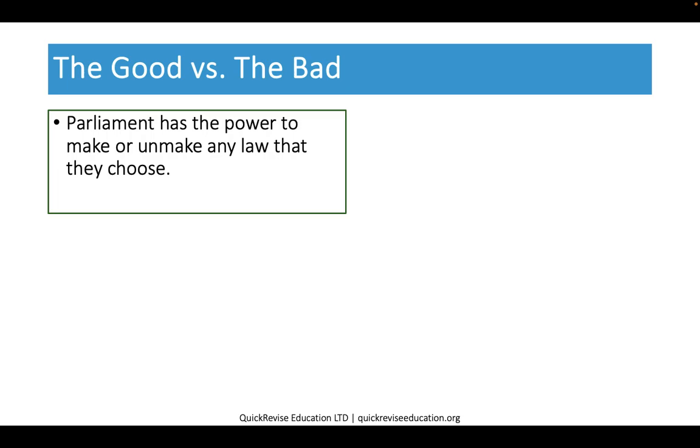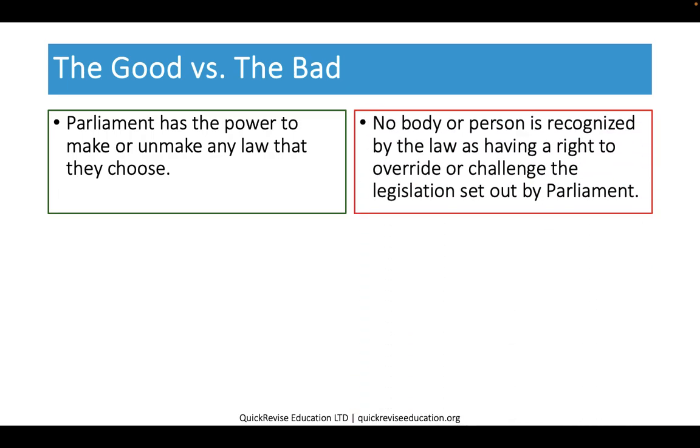So if they feel that there's an issue surrounding a matter, amazing, they can make the law on that. But the problem with this is that there is no body, so no other entity or person that is recognised, that should have an S, not a Z, because we're in the UK, that is recognised by the law as having the right to override or challenge the laws that are set out by Parliament. Which means that if somebody or something doesn't agree with what Parliament has said, they can't do much about it. Okay, and that's where this idea of parliamentary supremacy comes in.